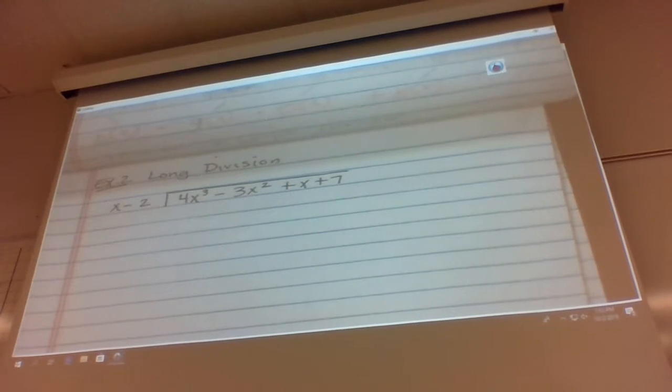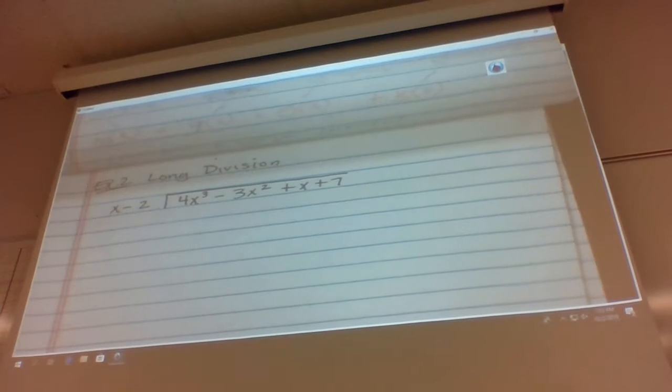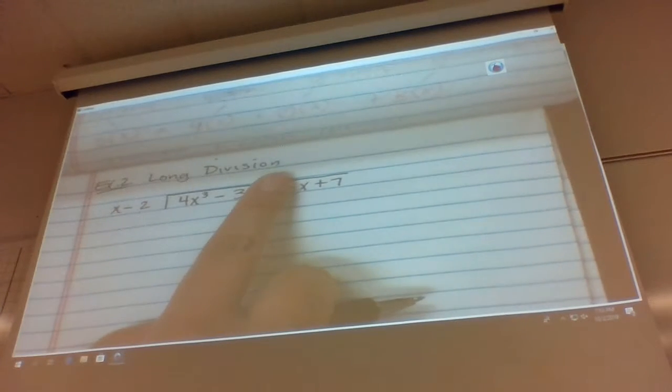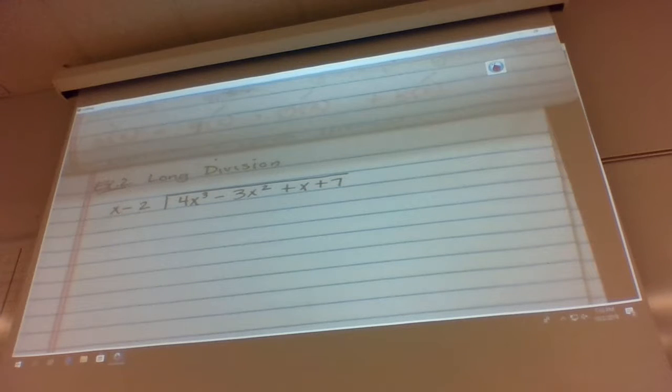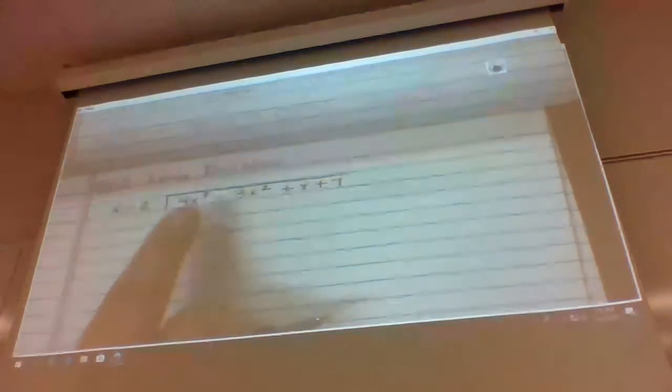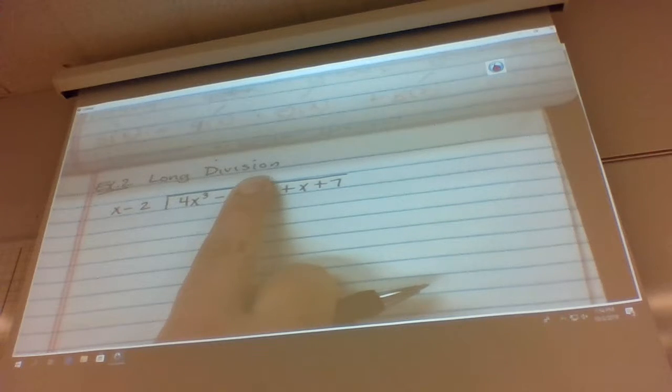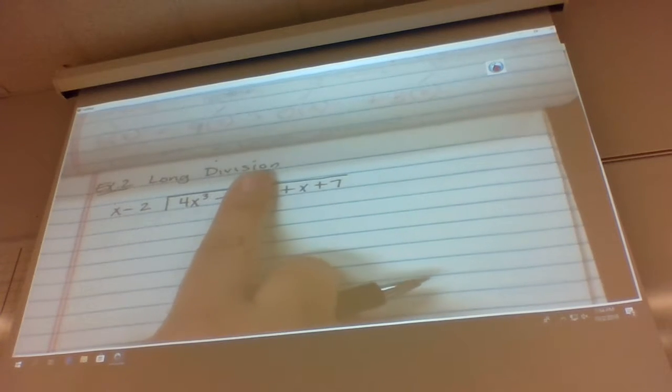Try to find the first number that goes up here. I'm giving you 20 seconds. What times this gives you this? Just to put the right number up there, I'm not saying to finish everything. Don't say it, write it down. It'll go over where your finger is. What times this gives me this?